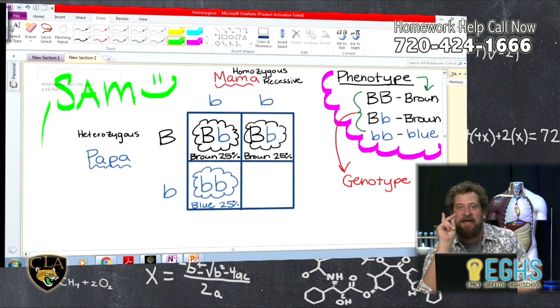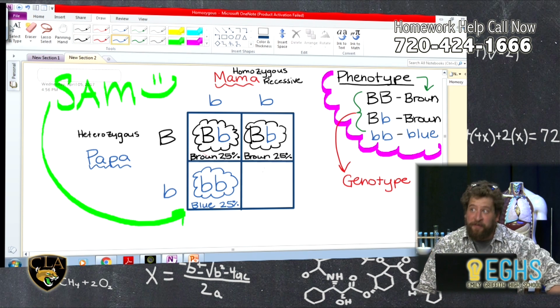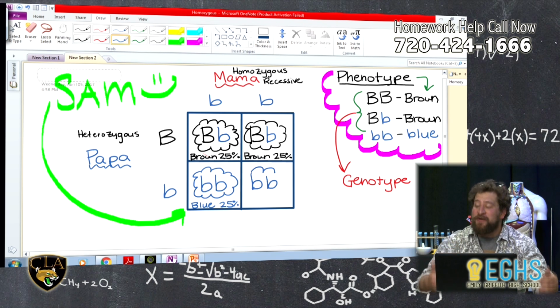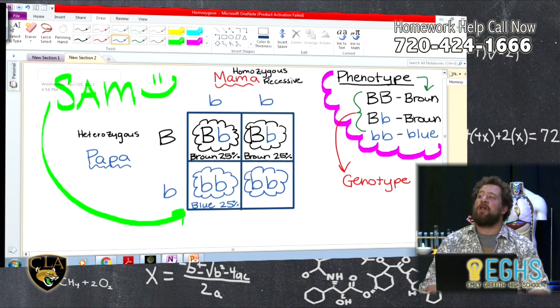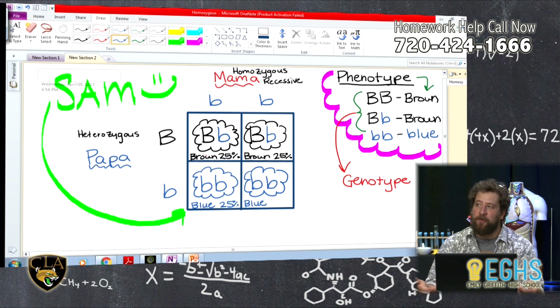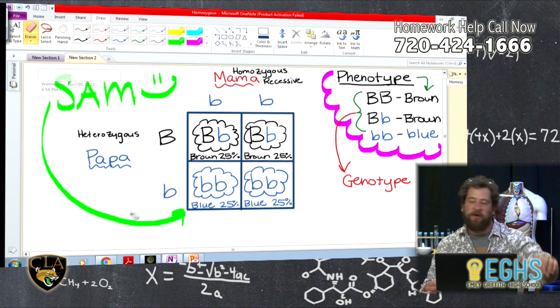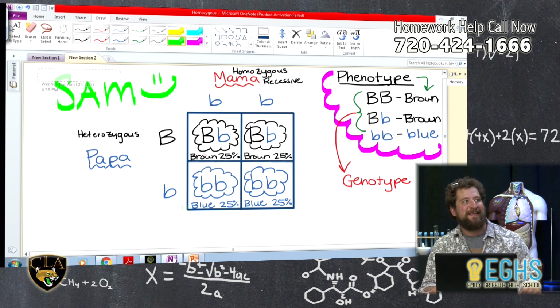In the bottom right-hand corner, again, dad is going to contribute little b. Mom is going to contribute little b. We've got two recessive traits. They're going to work together to create blue eyes. So we have what I would call a homozygous recessive genotype, and the phenotype is blue eyes. So you essentially have a 50% chance of getting both. Yeah, perfectly said, Michael. So we have a 50% chance of brown eyes, 50% chance of blue eyes.